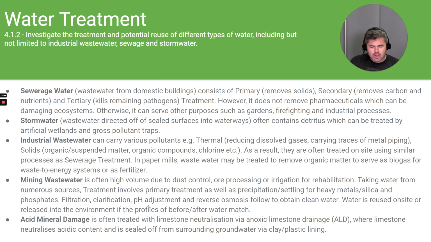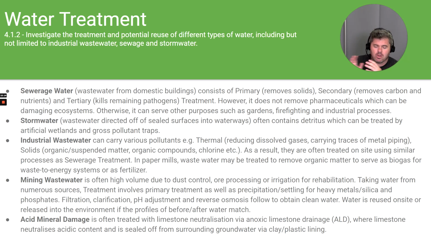Filtration, clarification, pH adjustment, and reverse osmosis follow to obtain clean water. Water is reused on site or released into the environment if the profiles of before and after water match. Now, the water that they use in order to filter the ore into its desired metals and the leftover rock and garbage and other materials can be reused. However, there will be a point where it can't possibly be reused again.